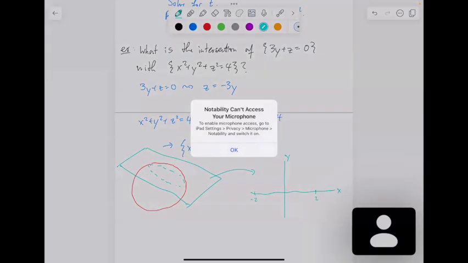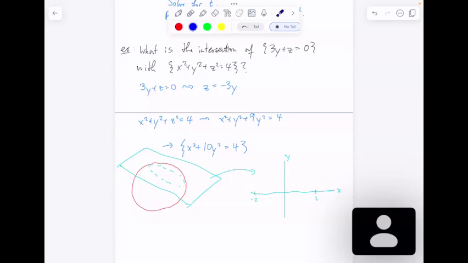And the y intercepts are, when x is equal to 0, you want y squared to be equal to 4 over 10. So that's 2 over root 10. This is not to scale, clearly. And so what you have here is a cross section that looks like this. All right, so that's this intersection here.